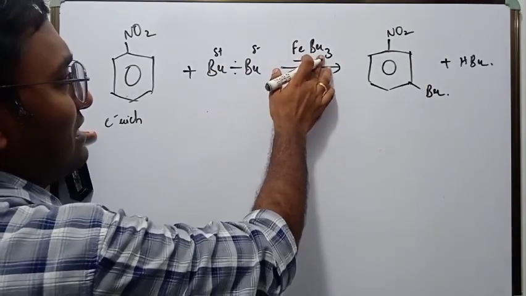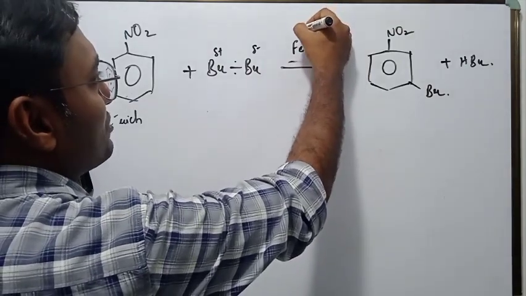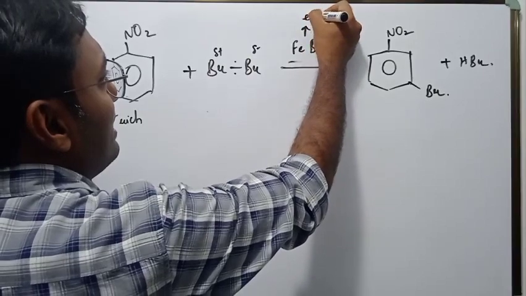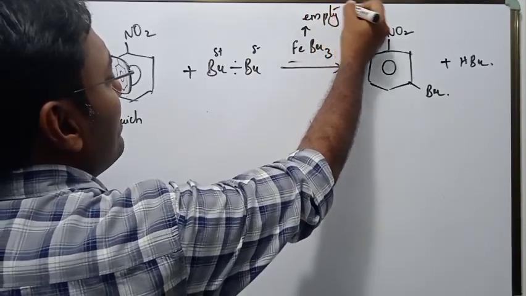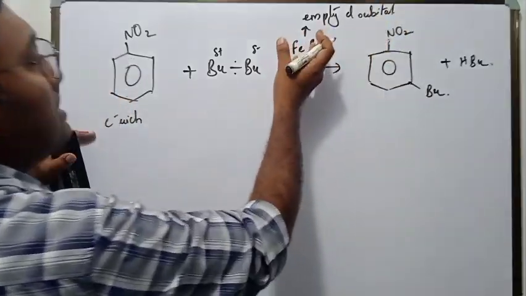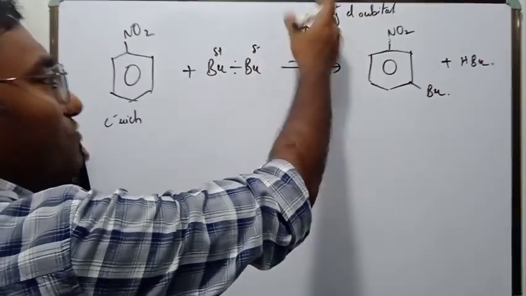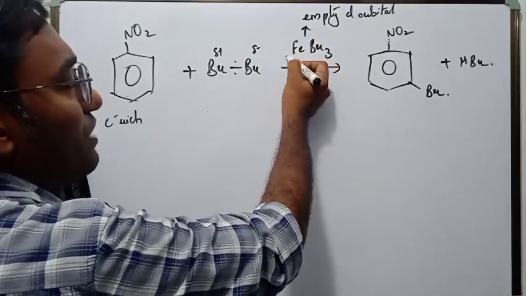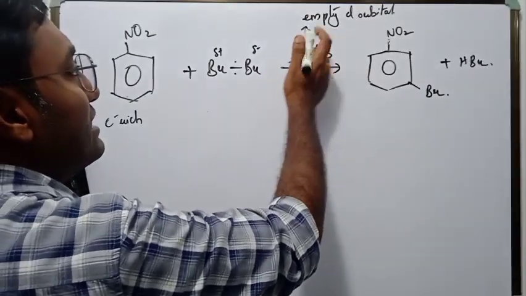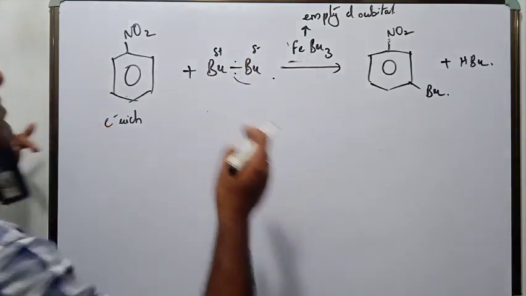What it does, it is an electrophile. FeBr3 has got empty d orbitals. This empty d orbital has space for accepting a pair of electrons. It has vacancy for accepting the pair of electrons, so FeBr3 acts as an electrophile. It also attracts Br minus, so that adds to the fire.